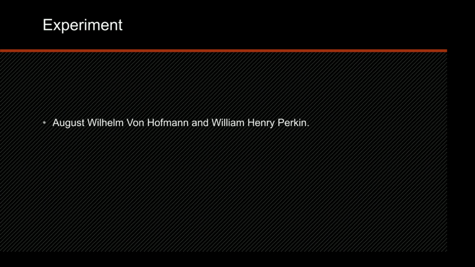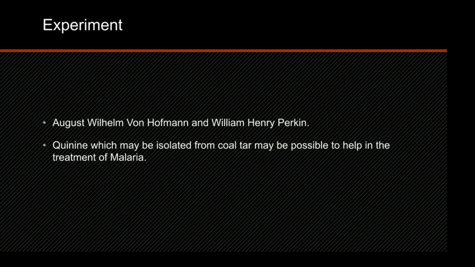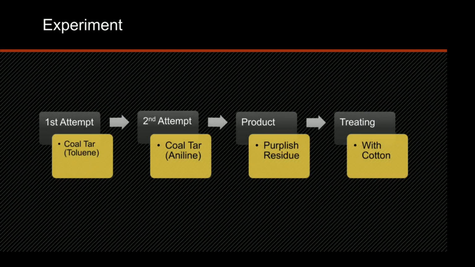Now Perkin started his experiment. He used the content of coal tar according to his teacher. He extracted toluene, which is an organic compound. He did his experiment but failed to get quinine. So in the first attempt he extracted toluene, but failed to get quinine. In the second attempt, he again extracted and again did his experiment.